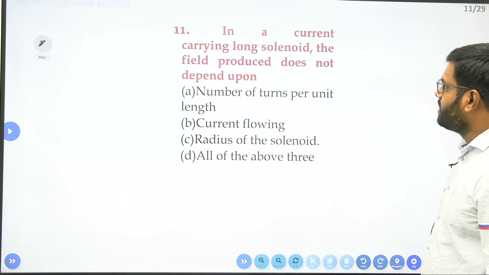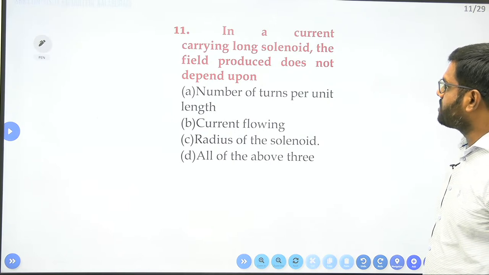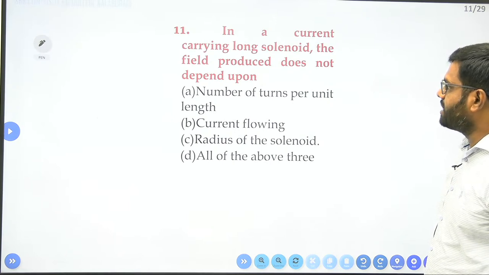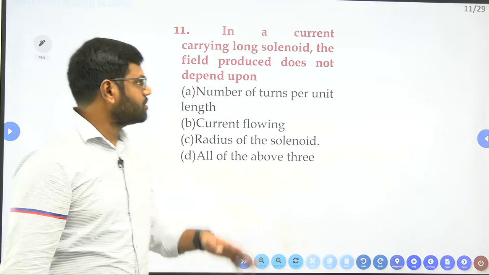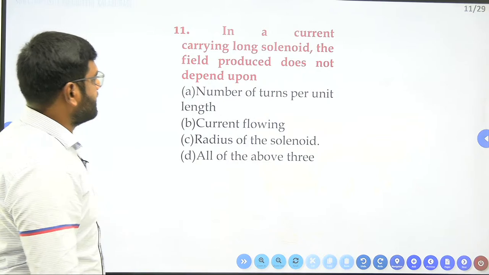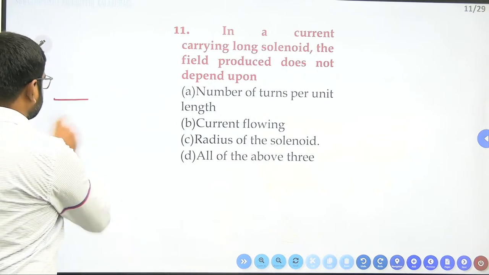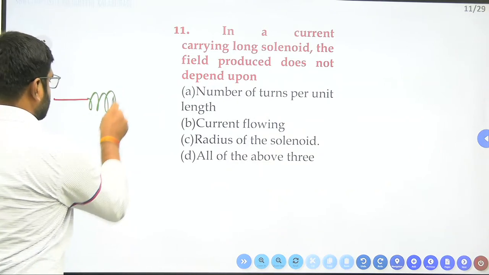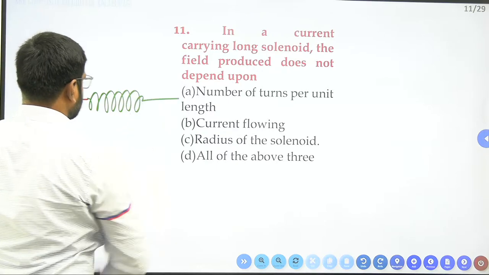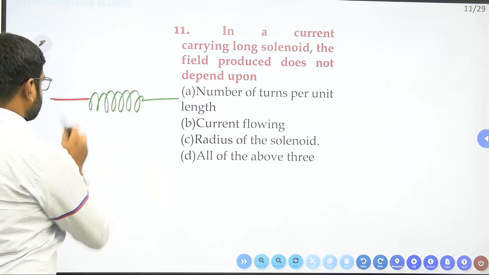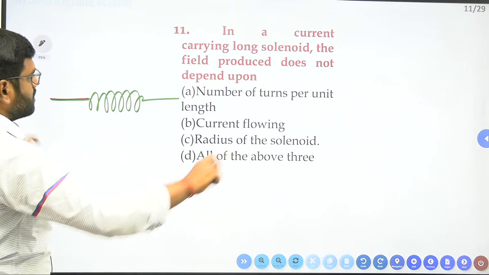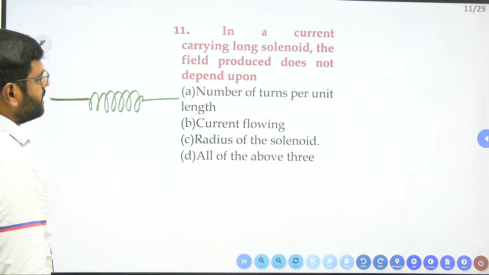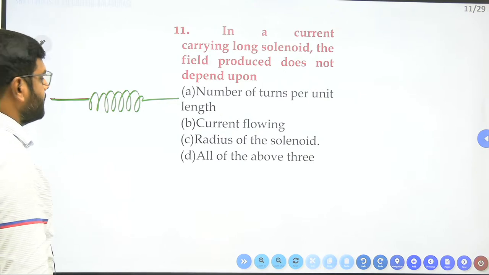Similar questions. Okay, in a current carrying long solenoid, the field produced does not depend upon. So here you have a current carrying solenoid, a long current carrying solenoid. The field produced due to it does not depend on.